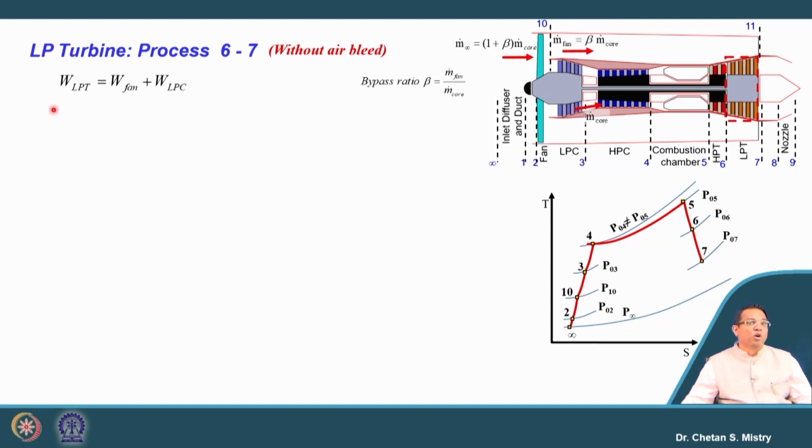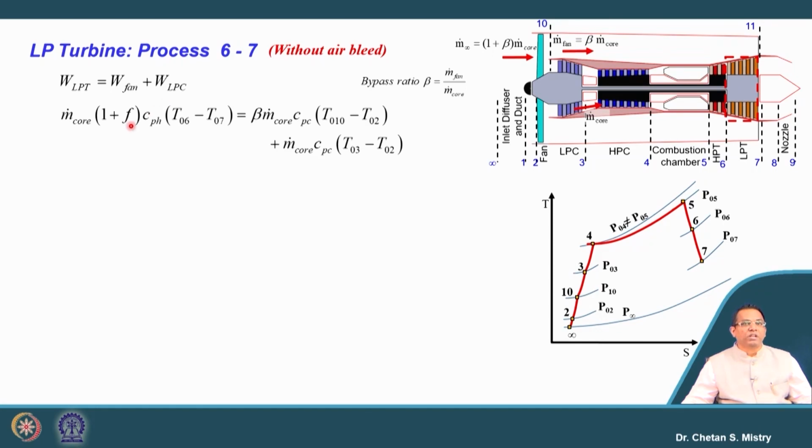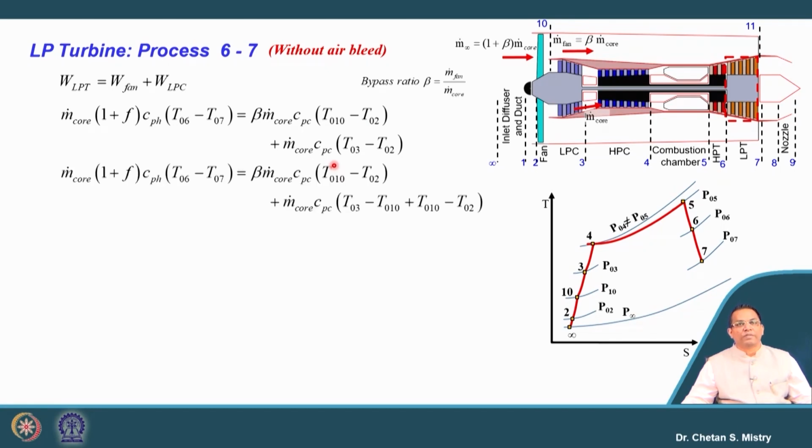That is the reason my work balance will be W LP turbine equal to W of fan plus W of, say, LP compressor. So, let us put the equation. This is given by m dot core (1 plus f) Cp (T06 minus T07). Similarly, for the fan, be careful, this is given by beta m dot core, it is m dot F basically, into (T10 minus T02), and here this is for our compressor.